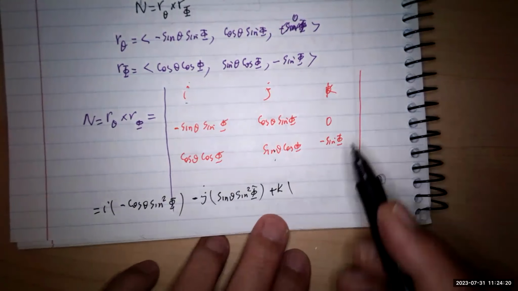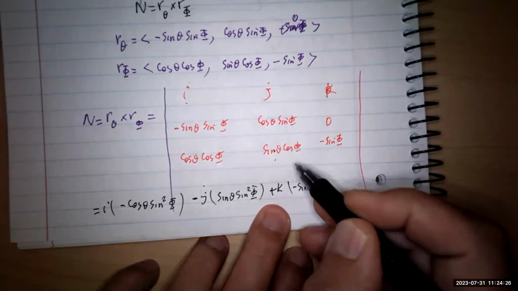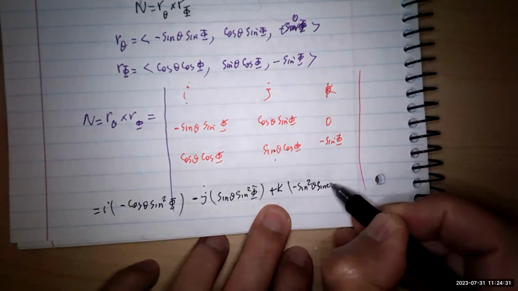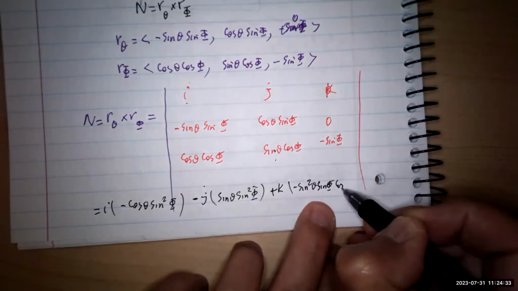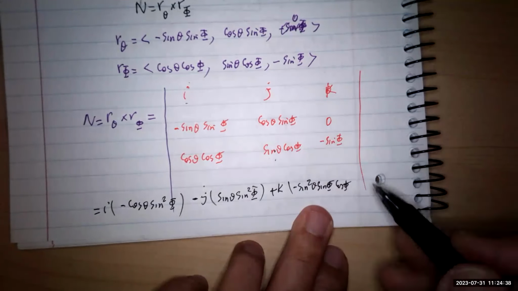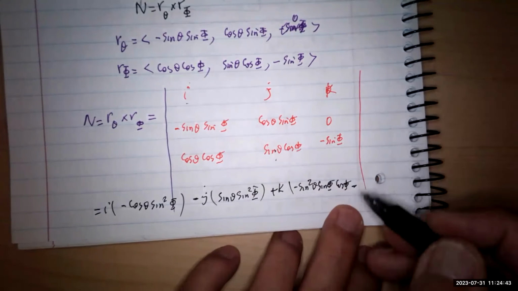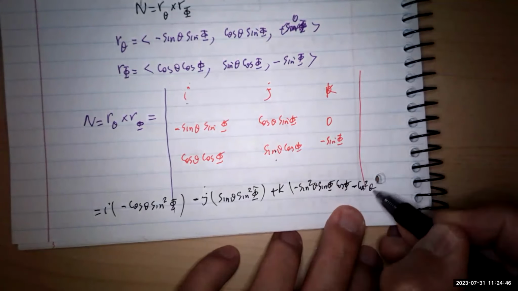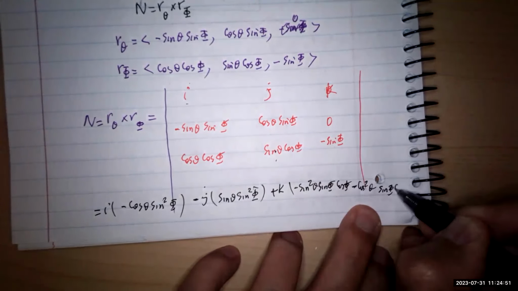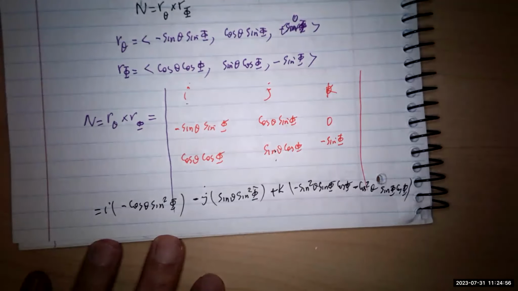So we get negative sine squared of theta, then sine of phi, cosine of phi, and then minus cosine squared of theta, then the same thing, sine of phi, cosine of phi, if you can see it.